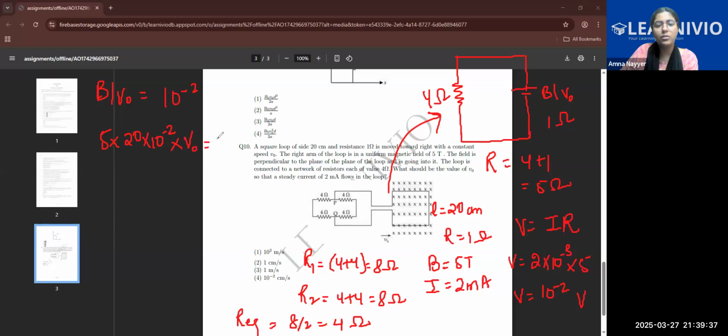V0, we don't know. This is 10 to the power minus 2. So 10 to the power minus 2, 10 to the power minus 2 gets cancelled. That 5 would have also got cancelled directly if we had used it. So V0 is 1 by 100 meter per second. So 1 meter per second and 100 meter per second are incorrect. Speed can be written as 1 centimeter per second, the same thing. So the second option.